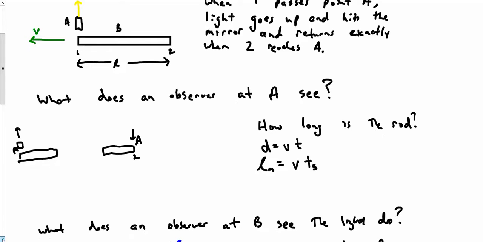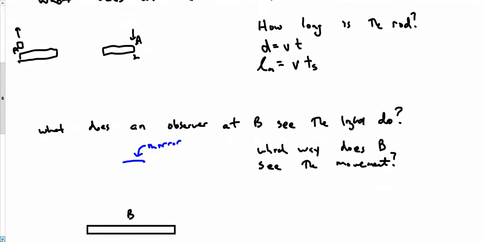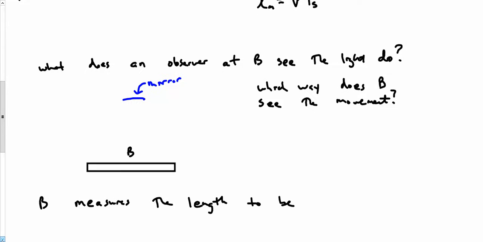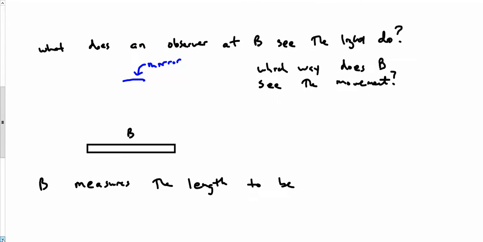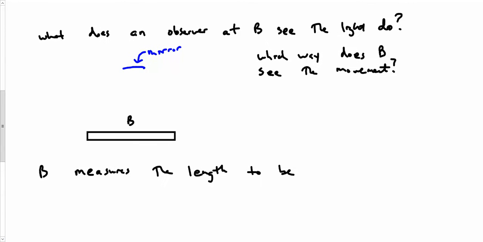Now, what does the observer at B see the light do? Remember, B is standing on top of the rod. He's moving with the rod. He sees the light leave the front of his rod and arrive down at the back of the rod as he goes underneath this mirror. So he sees the light go up over his head, bounce, and hit the back of his rod. I called these points 1 and 2. So it leaves 1, hits the mirror, and comes back and hits 2.